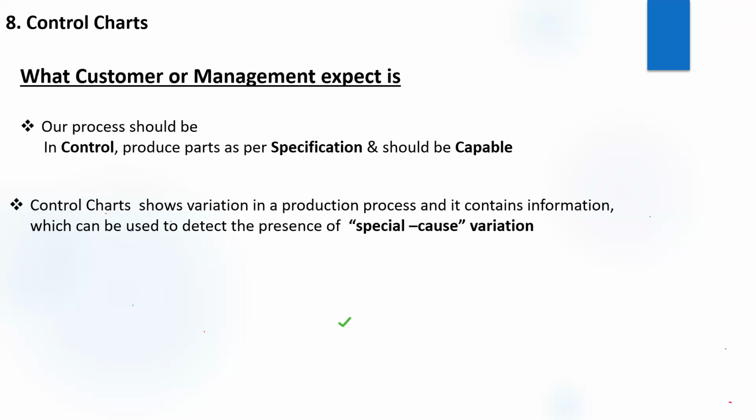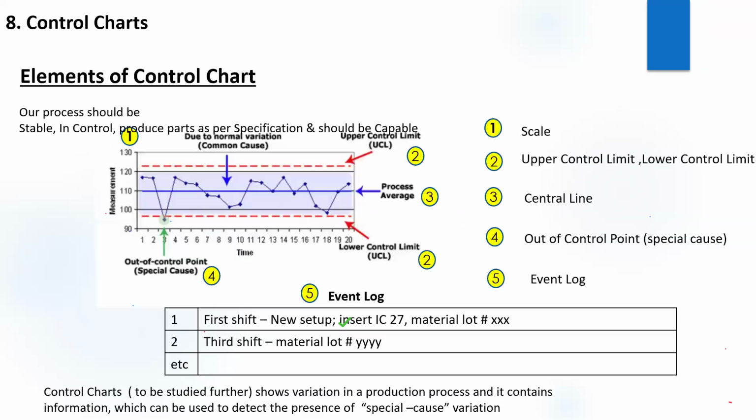So, in one sentence, you should say: I am using a control chart because I need to check whether there is a special cause present in my process. And if a special cause is present in my process, my conclusion is that my process is not in control. Now we will see how a control chart looks. That is called the elements of a control chart.